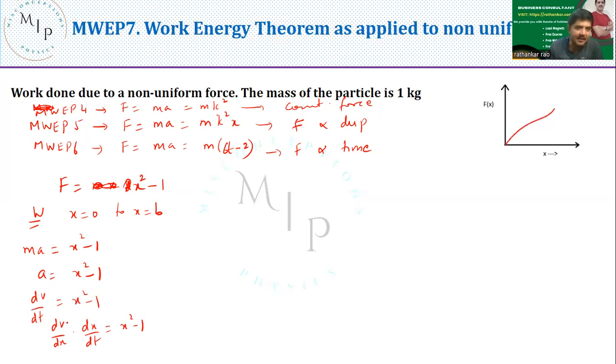Now dv by dx, what is dv by dx? It is also not known. This dx by dt is nothing but velocity. Let me write it down here. So this should be dv by dx into dx by dt, which is velocity, and this should be equal to x square minus 1.